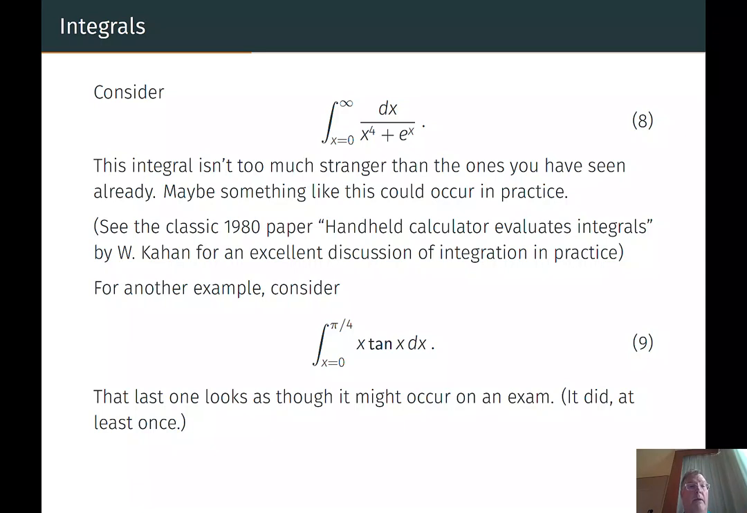Now, one of my favorite references for integration is a paper which is online by Velvel Kahan. He wrote it in 1980. It appeared in the Hewlett-Packard Journal. Handheld calculator evaluates integrals. And I really recommend that you have a look at that paper. So we're going to consider that first integral, equation 8. And we're also going to consider another example, integral from x equals 0 to pi over 4 of x times tan x with respect to x. That last one looks as though it might occur on an exam. In fact, I did put that on an exam once. It was a little unsettling for the students, and you'll see why.